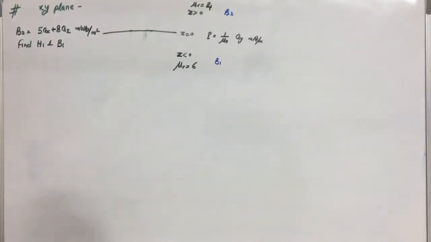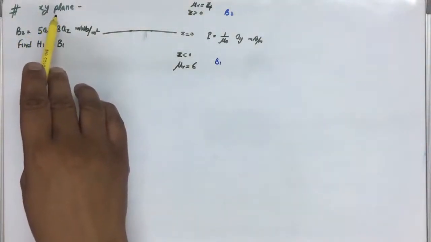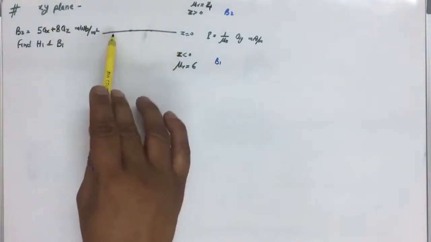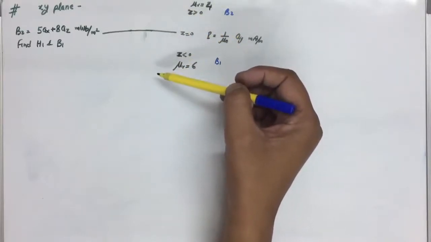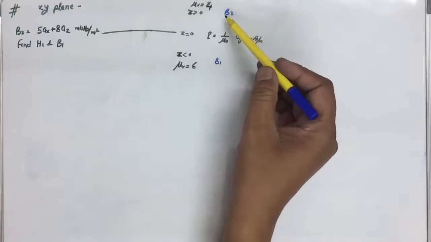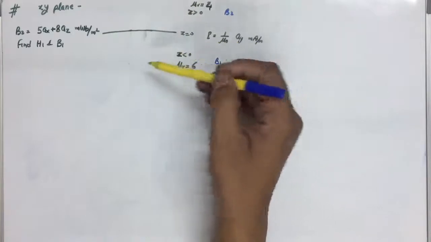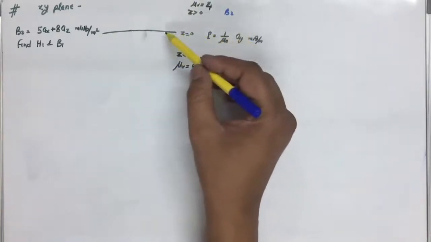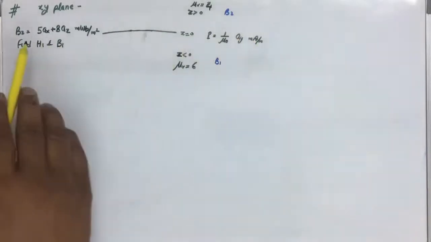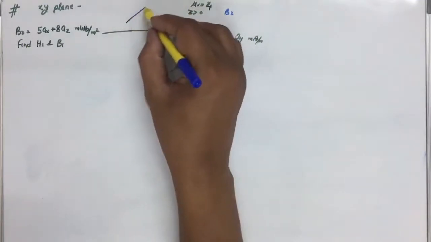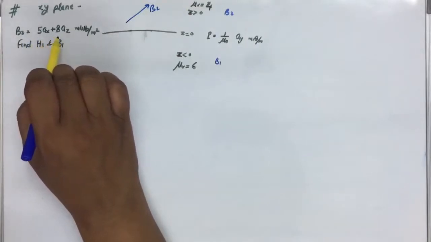Now let us solve one example related to boundary conditions in a magnetic field. There is the xy plane, meaning z is equal to 0. This is the plane. There are two different mediums, with permeability 4 and permeability 6. The magnetic flux density here is B2, and here it is B1. At the interface, a current is given as 1 by mu naught in the direction of ay, and B2 is given as 5ax plus 8az.